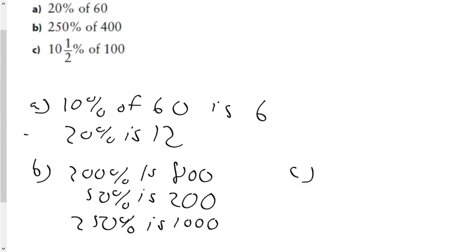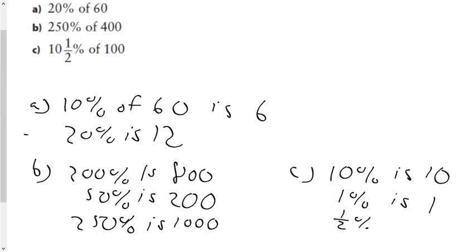And finally, C, your last one, 10.5%. 10%. Olivia, what do I do to get 10%? Move the decimal 1 spot. So I get 10% is 10. 1%, I don't need it in my answer, but I need it to get my answer. 1%, I move it twice, is going to be 1. And therefore, 0.5%, which is half of 1%, is 0.5. So therefore, if I put my 10% and my 0.5% together, that would be 10.5%, or 10 decimal 5.